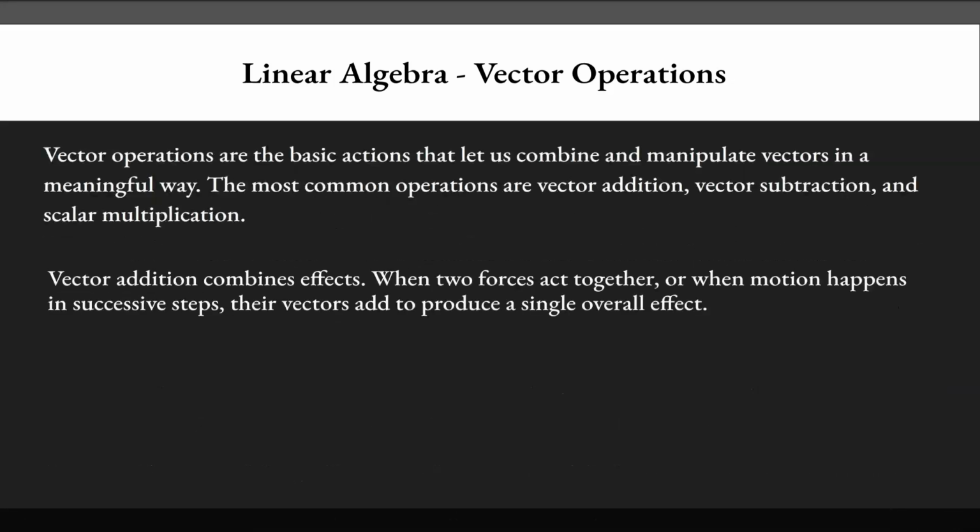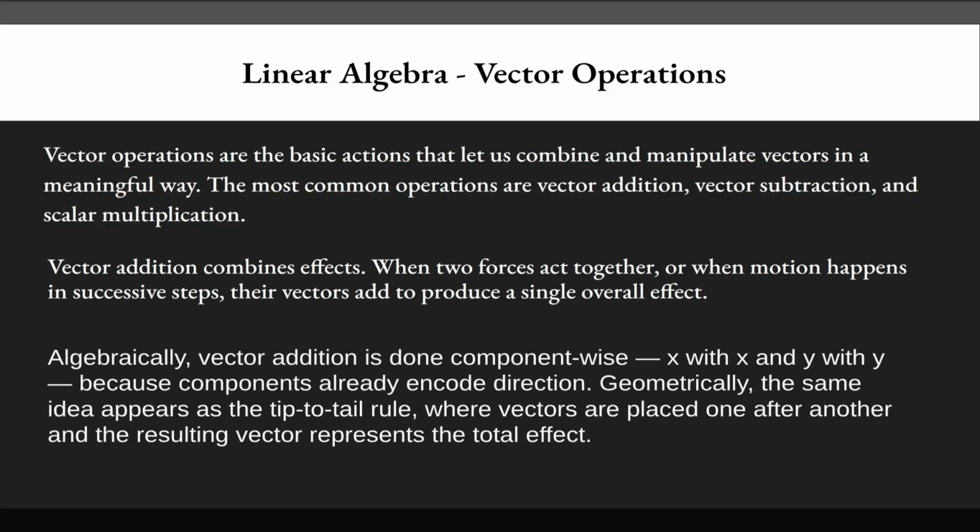Now let's move on to vector operations. So vectors aren't just arrows, they're tools. We use operations to combine and manipulate them meaningfully. The three core actions are addition, subtraction, and scalar multiplication. So first of all, addition. Combine effects like motion or force. And subtraction. Find differences or displacements. And then scalar multiplication. Stretch or shrink a vector. So these operations are the grammar of the vector language, and you're learning to speak it.